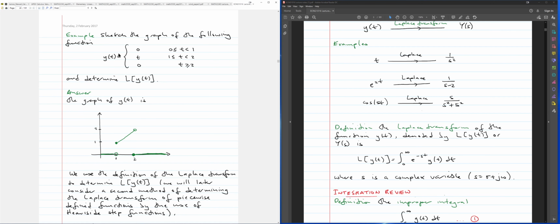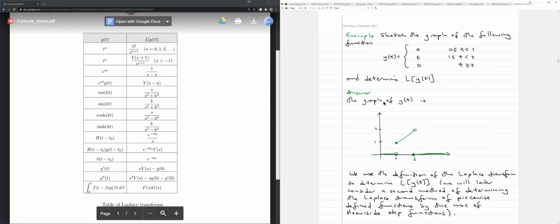Because as we saw a little earlier, here I have this function y of t. Now this function y of t isn't like a standard function, say a t to the n or exponential or cosine. This is a piecewise defined function, and if you have a piecewise defined function, getting the Laplace transform of it is not going to come straight from a table.